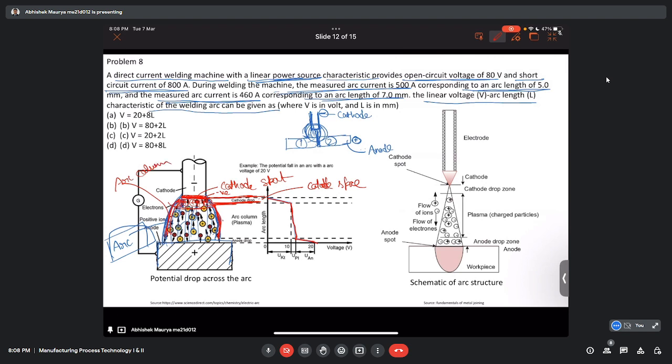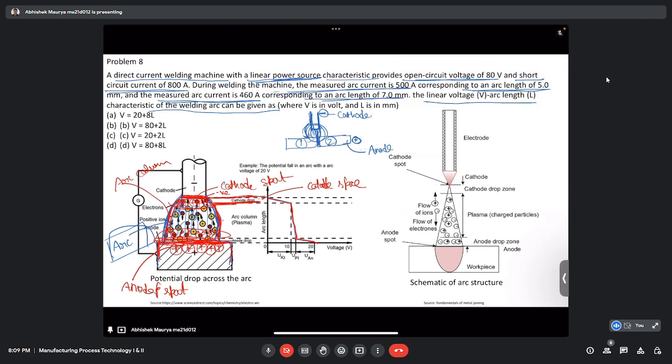And here, where the electrons are striking, that is called the anode spot. Since it is positively charged, the nearby region surrounding it is surrounded by electrons, and that is called the anode drop.